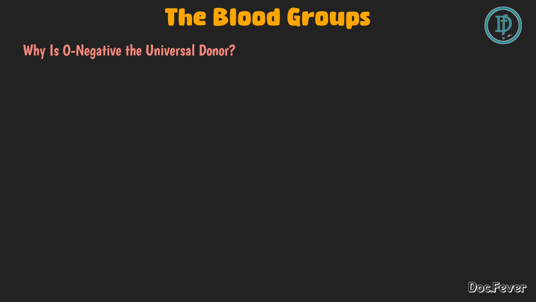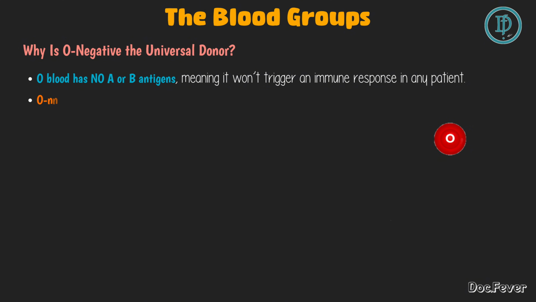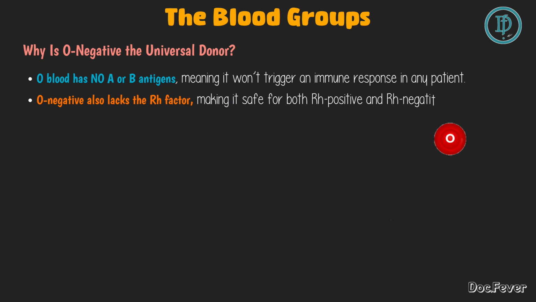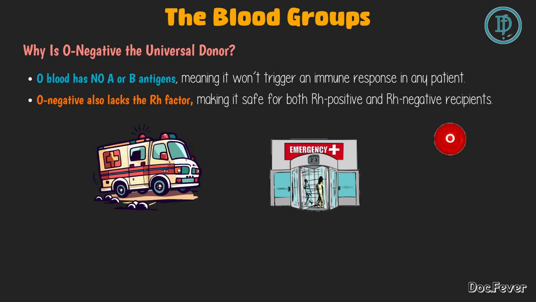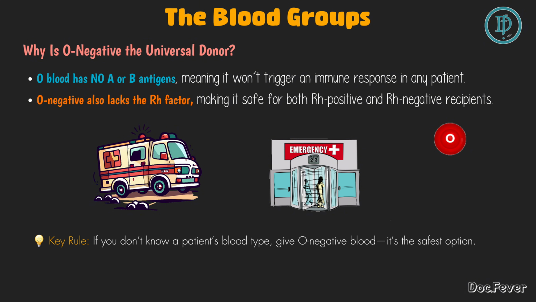Why is O negative the universal donor? O negative blood is called the universal donor because it can be given to any blood type in emergencies. Here is why. Because O blood has no A or B antigens, it will not trigger an immune response in any patient. O negative also lacks the Rh factor, making it safe for both Rh positive and Rh negative recipients. Because of this, O negative is always used in trauma centers, ambulances, and emergency rooms when there is no time to test the patient's blood type. Here is the key rule: if you don't know the patient's blood type, give O negative blood, it is the safest option.